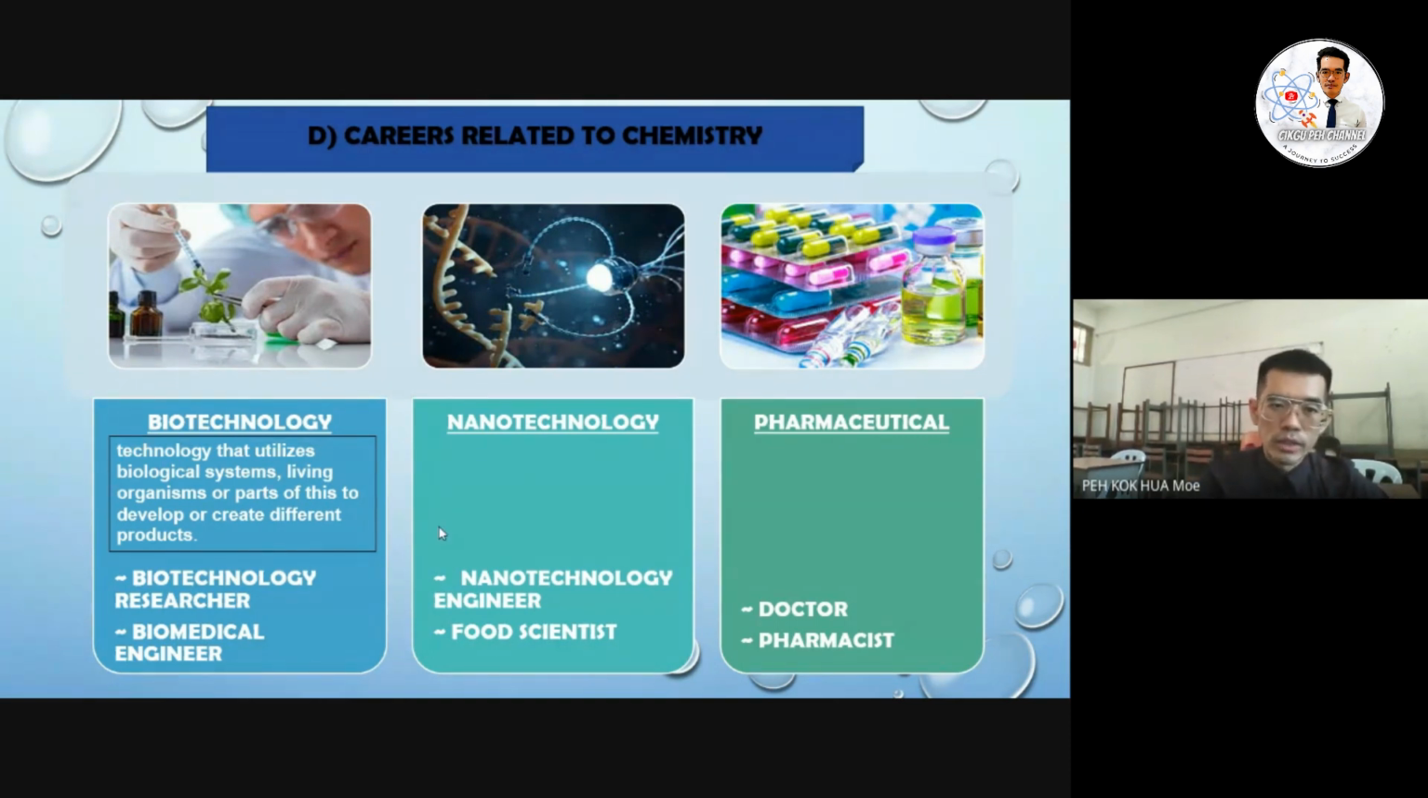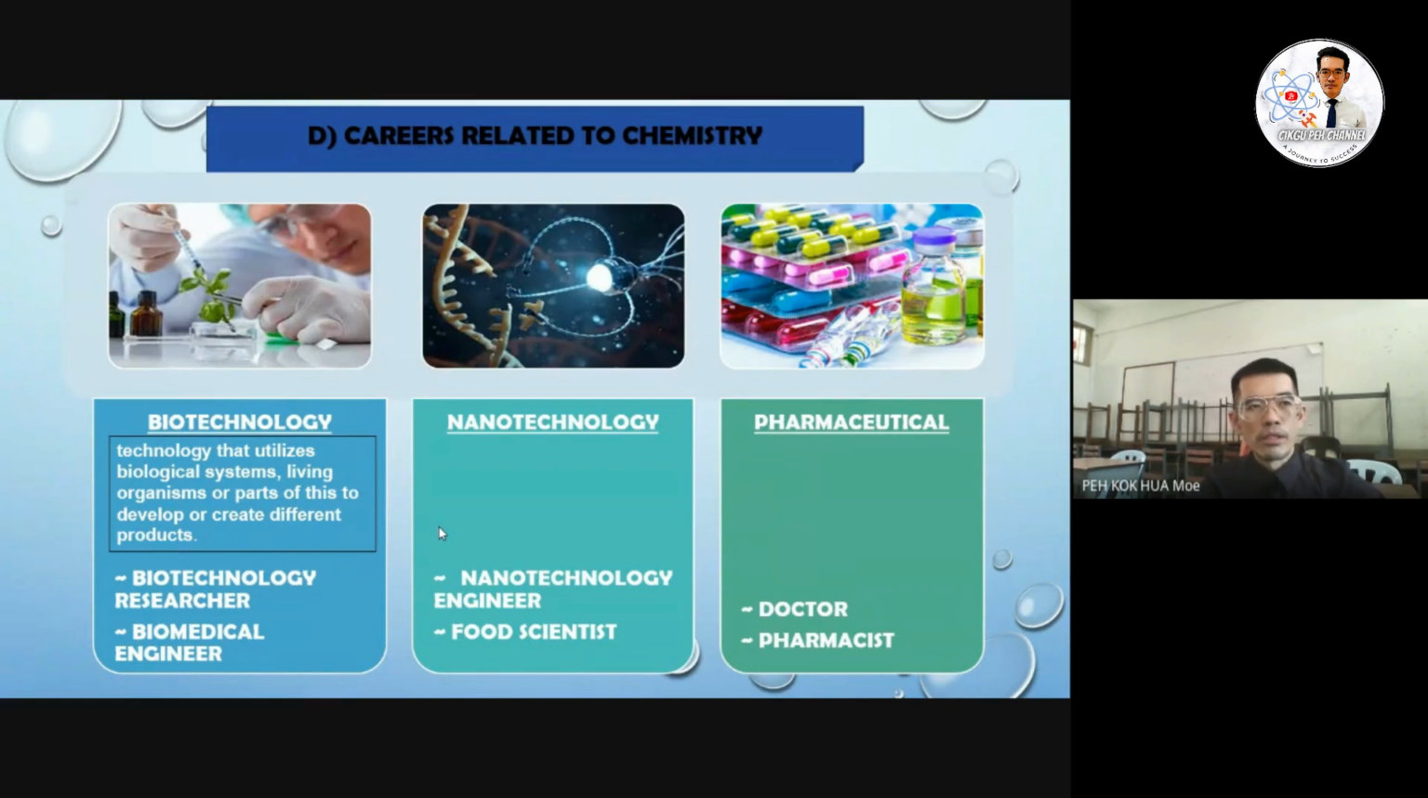For biotechnology, I also got the info from the internet. It's a technology that utilizes biological systems, living organisms or parts of them to develop or create different products. If you read this sentence, maybe it's quite difficult to understand. So if we simplify it to our daily life, biotechnology is actually quite close to our daily life. For example, in bread making, we relate to the enzyme amylase, which can be used to break down the flour into sugar. So this is more related to the biotechnology field in our daily life.